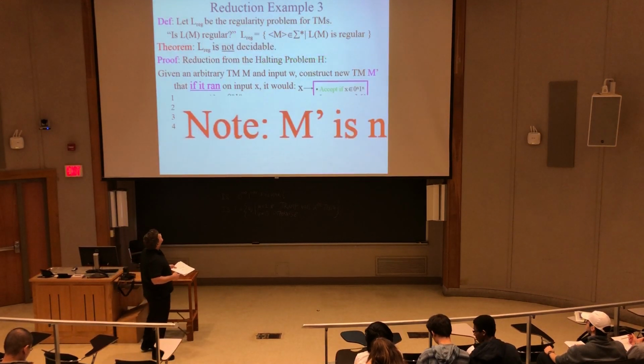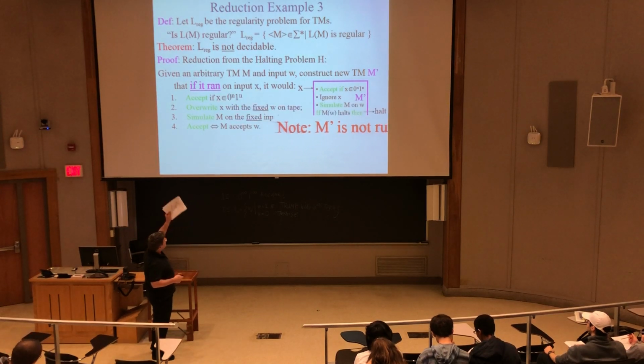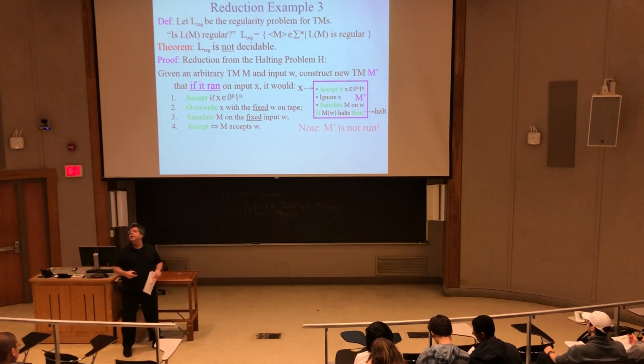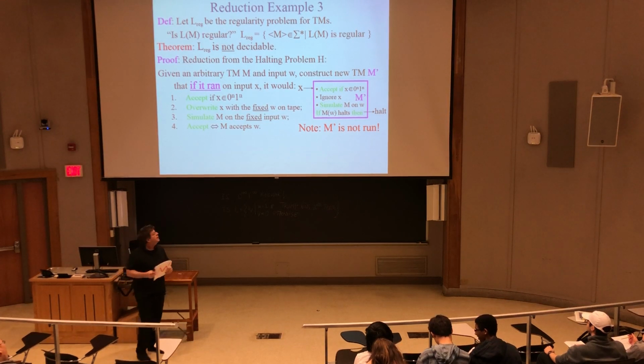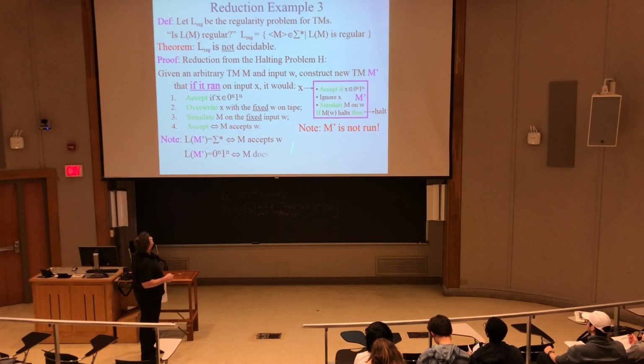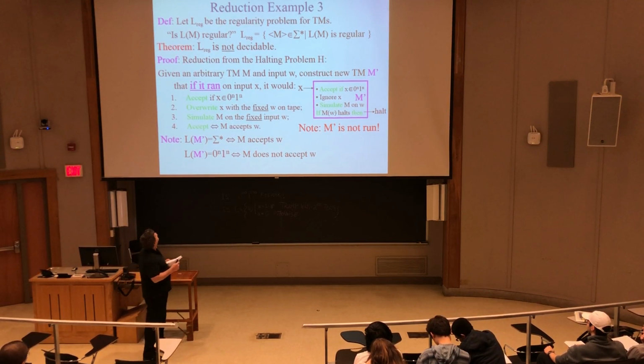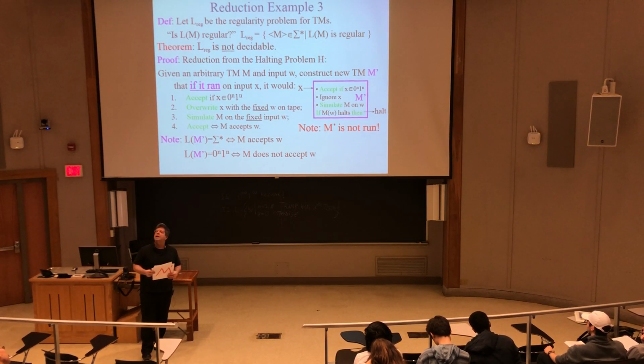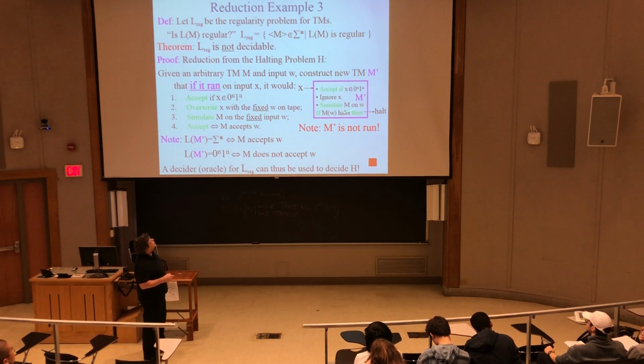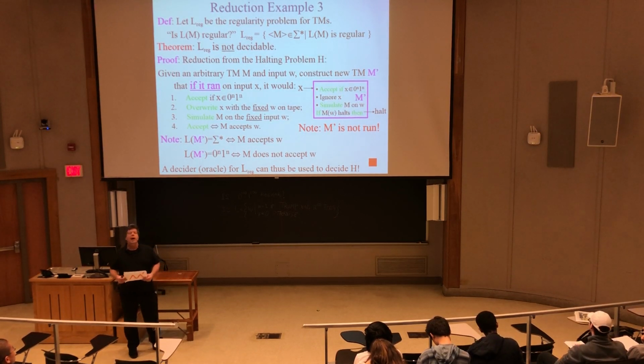Example number 3 has a very similar structure. All these three slides, examples 1, 2, and 3, are almost identical. The only thing that's different is the conclusion. Again, you take the halting problem and convert it into the problem of telling whether the language of a machine that I give you is regular or not. If you have an oracle to tell you if a language is regular, you can exploit it into solving the halting problem for you. How?